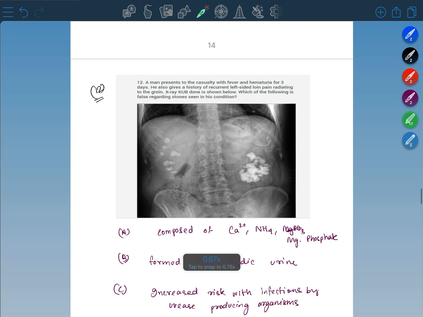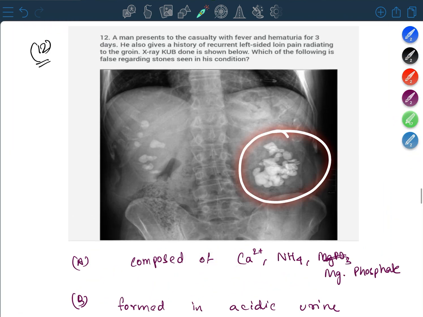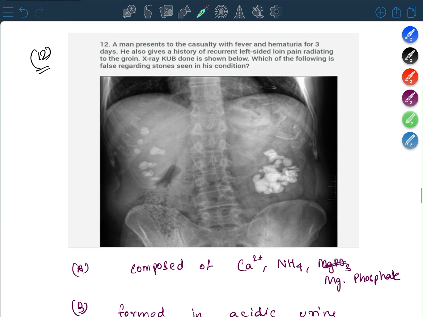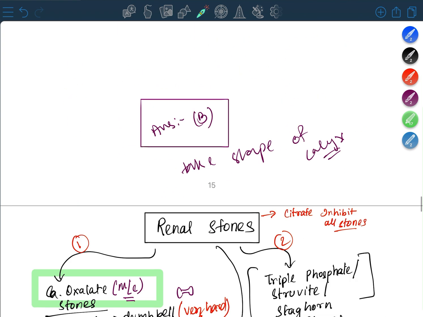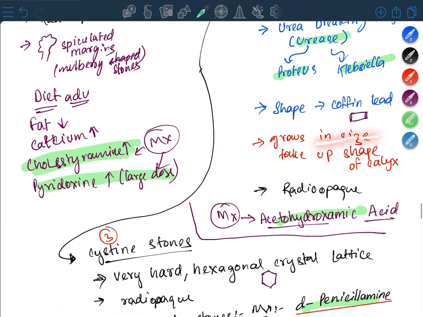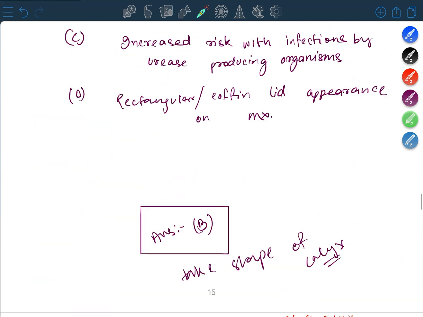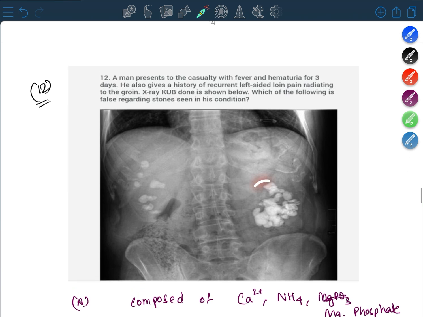So this was the question. You can see these are the stones, and this is not dumbbell shaped, not envelope shaped, not a glass shard-like shape. They have a coffin lid appearance, which is not understandable here. But another point: triple phosphate stones grow in size and take up the shape of the calyx. So here you can see they are taking the shape of the calyx. So I can clearly understand that this is a staghorn or struvite or triple phosphate stone.